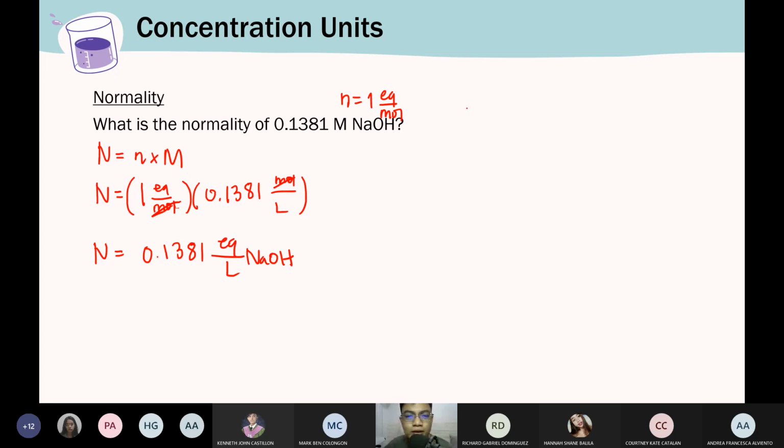Let's compare that with aluminum hydroxide. Okay, so this is aluminum hydroxide. What is the normality? Kayo naman. What do you think is the normality of aluminum hydroxide? Sige. So I'll wait for your answers.